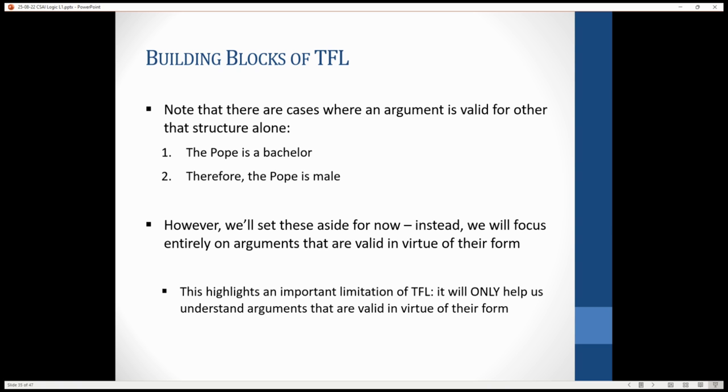Premise 1, the Pope's a bachelor. Conclusion, therefore the Pope is male. Why is this argument valid? Because the definition of a bachelor is an unmarried male. Yeah, right? So note, in order to assess the validity of this argument, we have to talk about meaning.